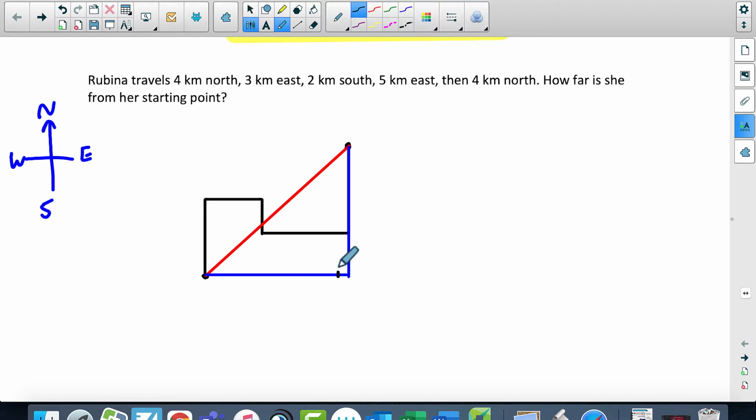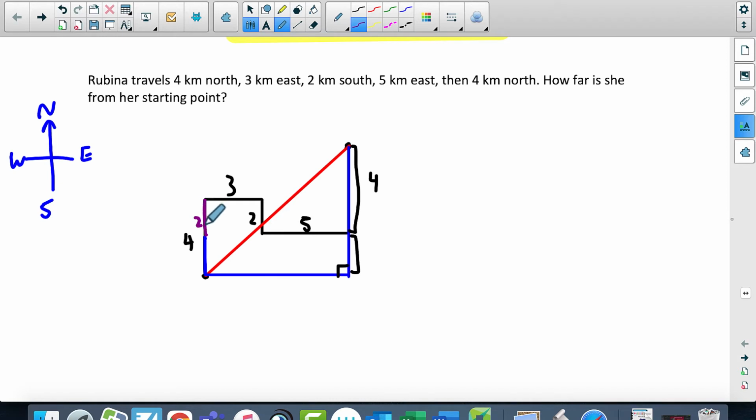So, do we know anything about this triangle? Well, actually we do. Let's fill in all the numbers. Remember, she went 4 north, 3 east, 2 south, 5 east, and then 4 north. That 4 is from here to here, right? This amount right here is 4. Well, do you know we can actually figure out this amount here as well? How much is that? Well, look, this whole amount from here to here is 4, and this amount right here is equal to the amount we're interested in, and this amount here is 2. From here to here is 2, isn't it?